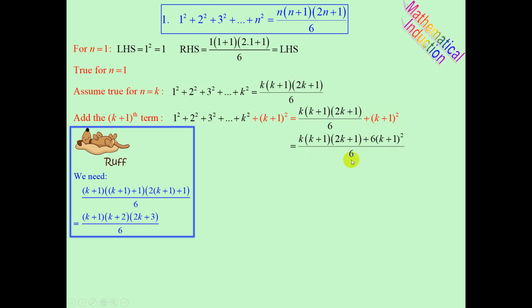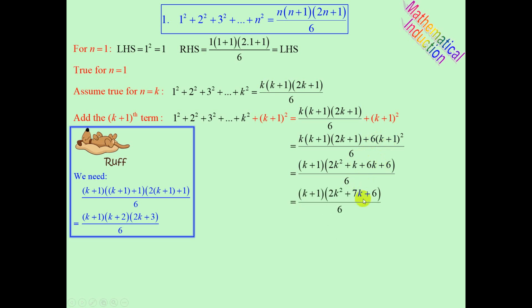Now have a look at this at this stage. We have a common denominator. There are two terms, and k plus 1 is a common factor. I don't know why I'm talking about common denominator now. All right, so we take out a common factor of k plus 1. And then what we're left with is that k times 2k plus 1, giving us 2k squared plus k, and that's 6 times the remaining k plus 1, which is 6k plus 6.